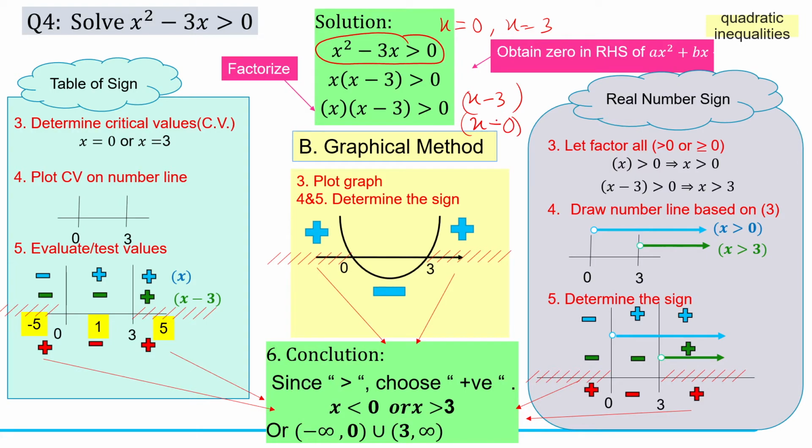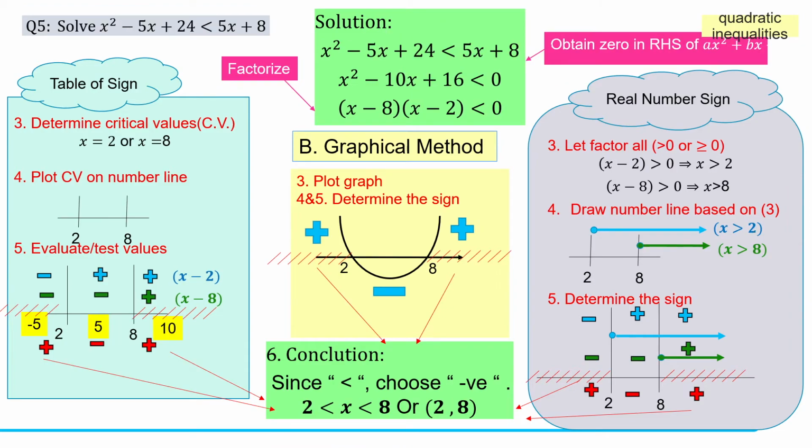Actually, no harm, and after you write it, maybe you will notice x minus 0 is actually just x. That is correct. If your factor is x only, it gives the answer x equals 0, so there is no difference. The left-hand side is 0, the right-hand side is 3, with positive, negative, positive above. For the conclusion, it is greater than, so I choose positive, and this is my answer.